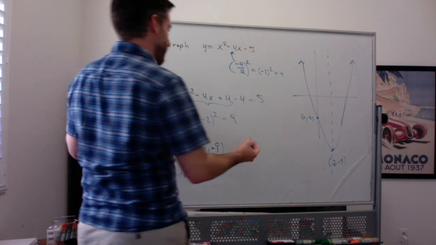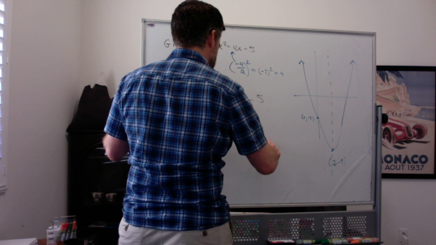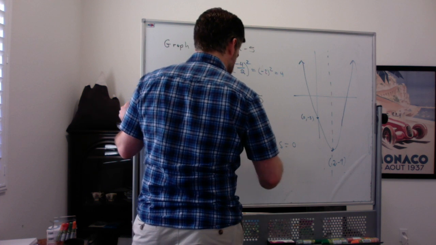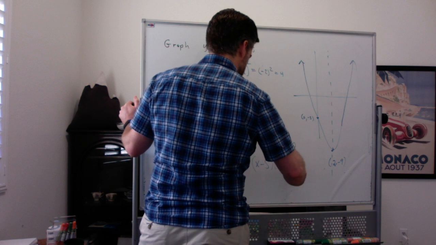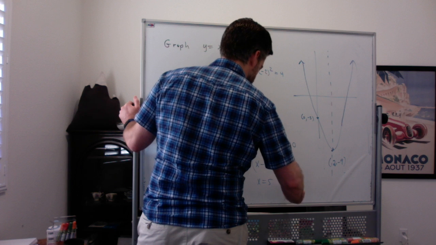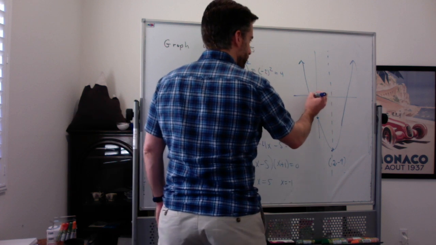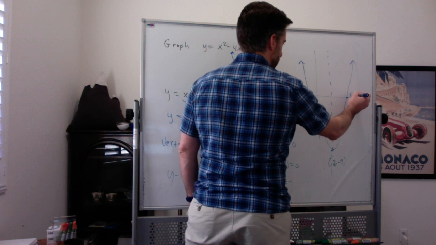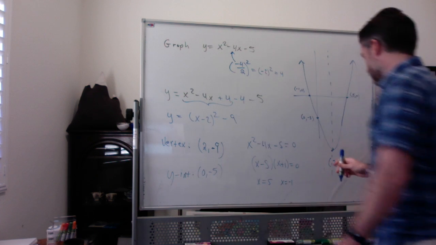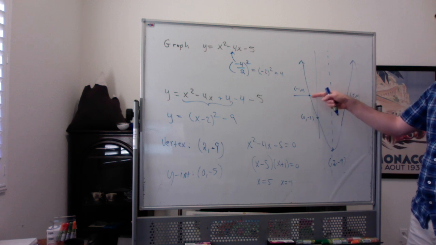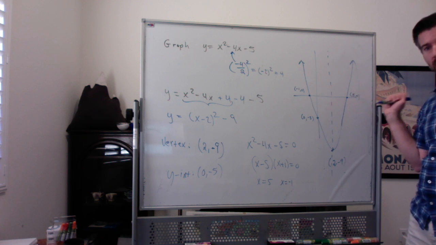To find the x-intercepts, we're going to set y equal to 0, and then we factor, we get x minus 5 times x plus 1 equal to 0. So we get x equal to 5 and x equal to -1. Which, as I mentioned just moments ago, are equally spaced to the left and right of the value 2. -1 is 3 to the left, +5 is 3 to the right.